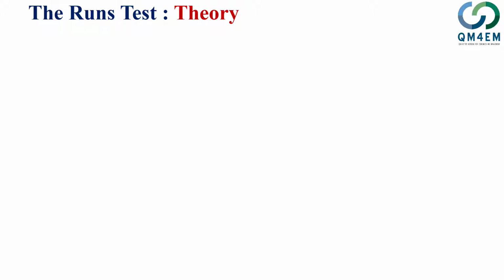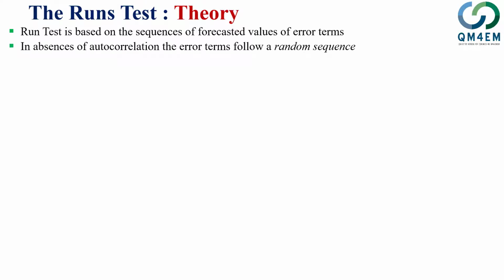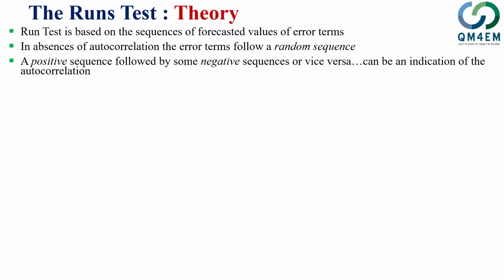It can be used for autocorrelation testing. To start with, the run test is based on the sequence of forecasted values of error terms. Normally when we have no autocorrelation, the error term follows a random sequence. So when you run a model and estimate its forecasted residuals or error terms, the successive values of error terms are supposed to be not correlated.